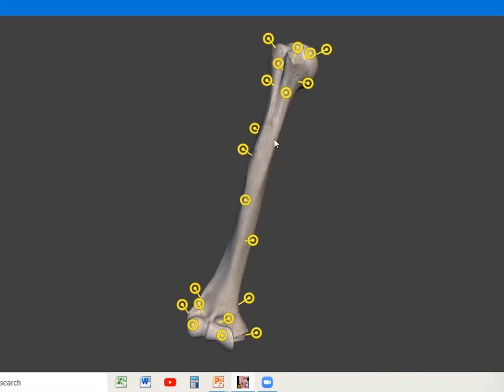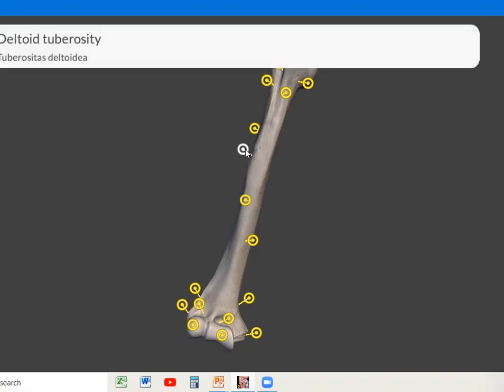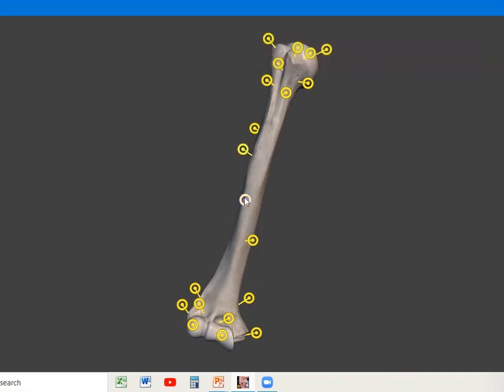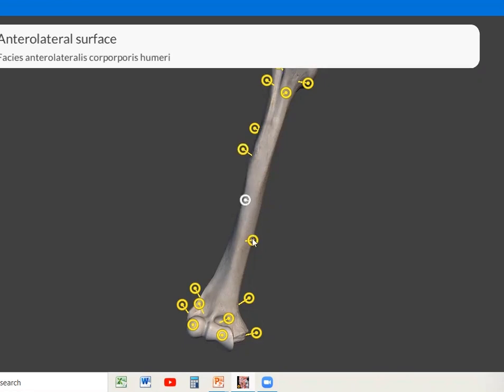Then we will see the shaft features. First one is the deltoid tuberosity. This one is the anterolateral surface and anteromedial surface. The shaft has three surfaces: anterolateral surface, anteromedial surface, then posterior surface. Right. Then we will see the lower end features.